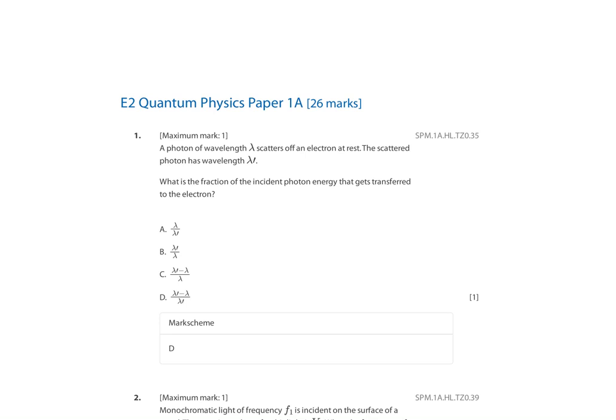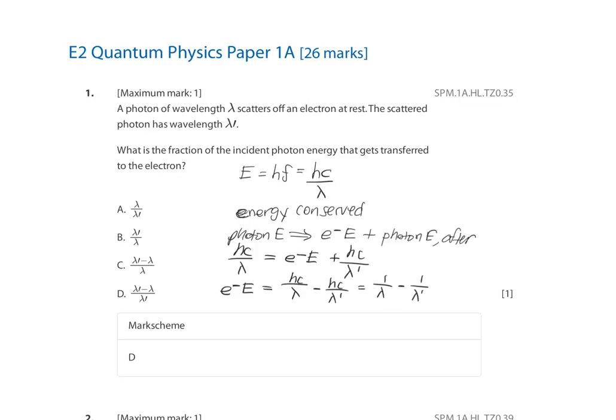Alright, so this video will be for the solutions for the paper 1A questions for E2 quantum physics. Our first question is a Compton scattering question. Okay, so we have a photon of wavelength lambda that scatters off an electron at rest.